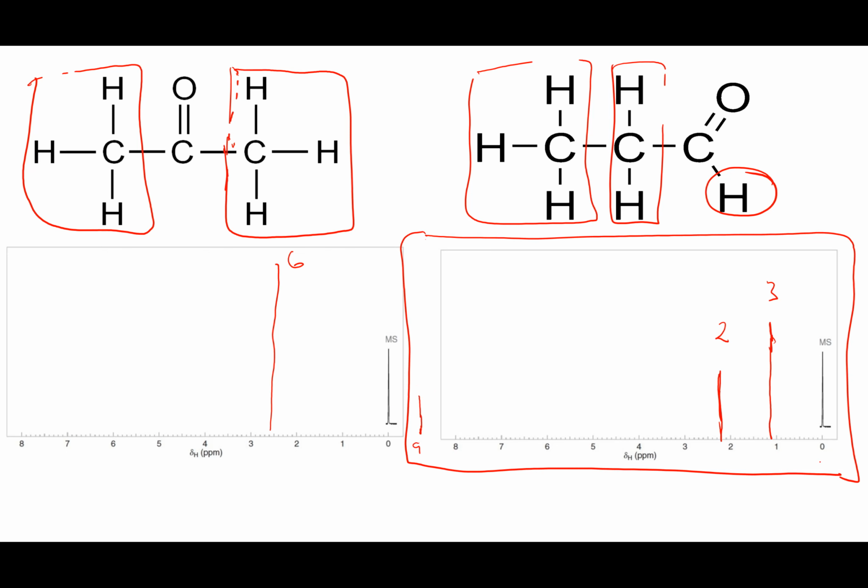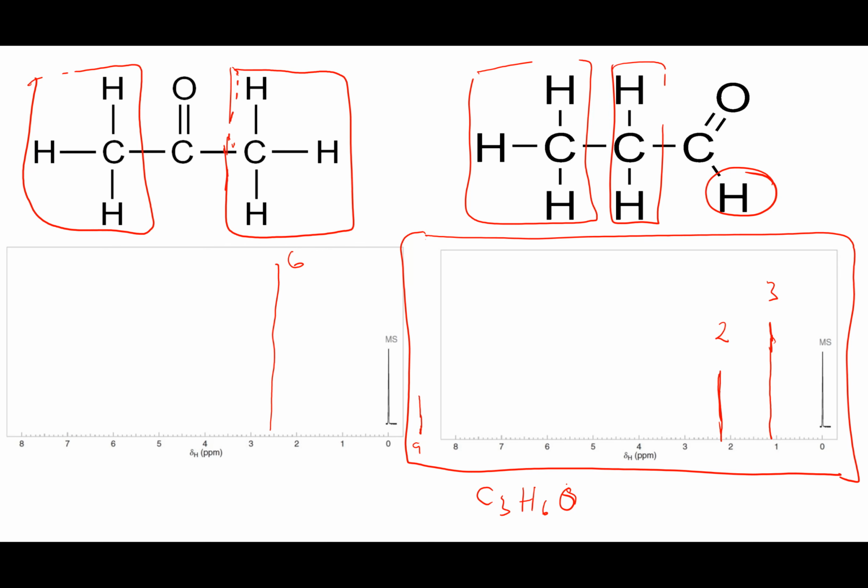So if I was given something that had the formula C3H6O and was asked through an NMR to decide whether that was going to be propanone or propanal, it would be pretty clear from the NMR which would be which. They are vastly different from one another.